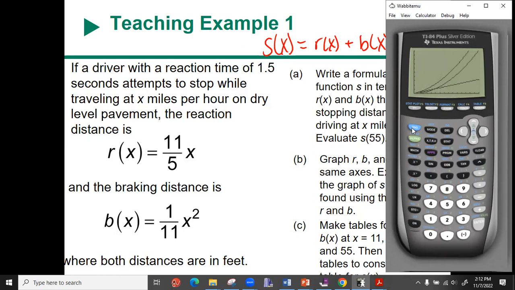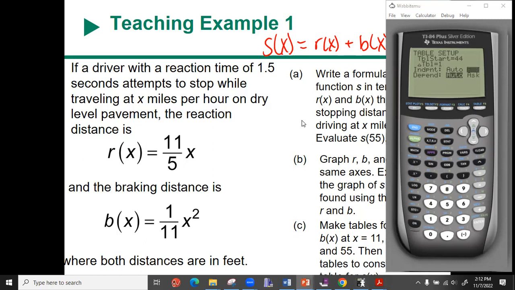To change it from auto to ask, you press second window and you see where it says independent. You want to switch it from auto to ask and then go look at your table. And this allows you to put in the values that you want. Where do you think that was? Second graph. Okay, I got it.